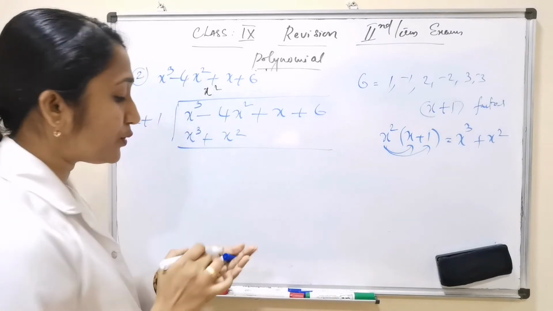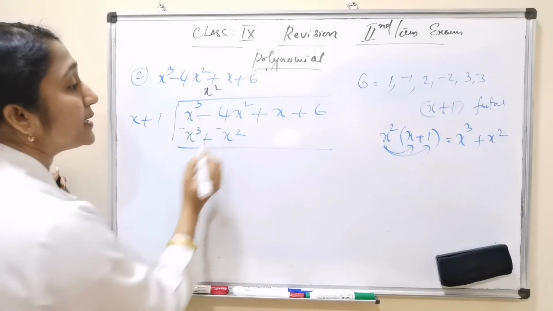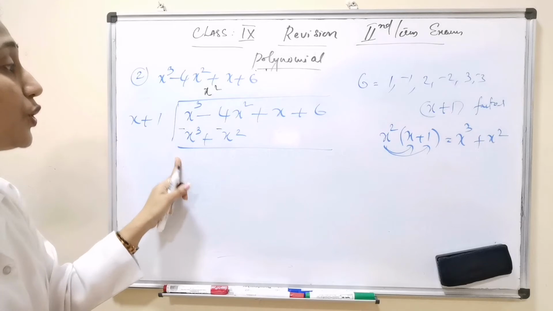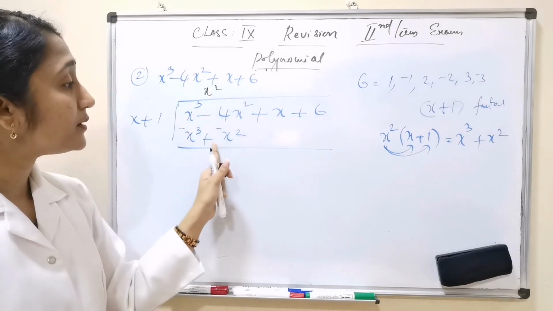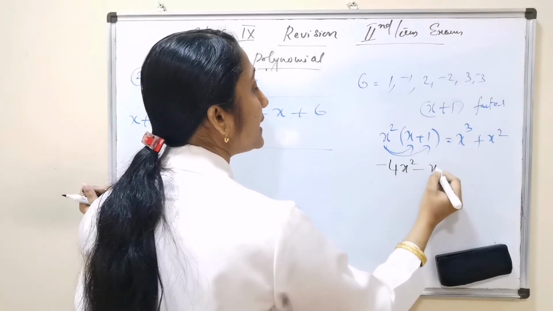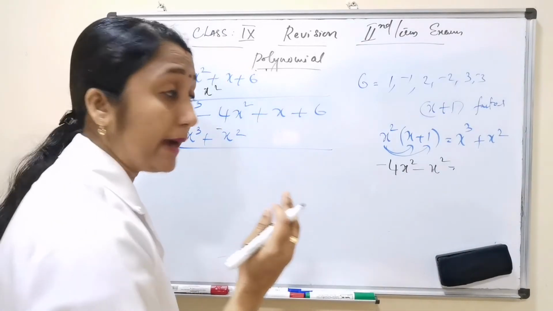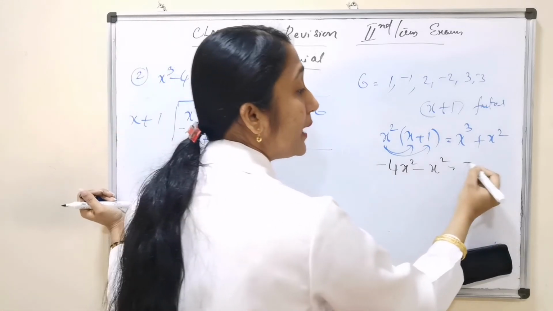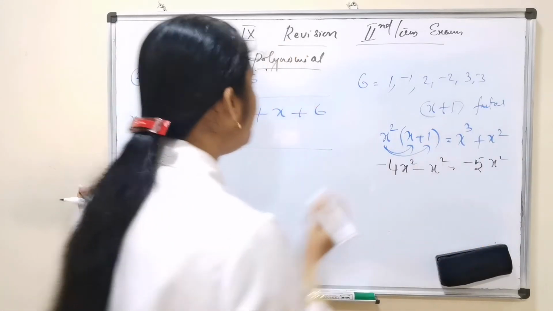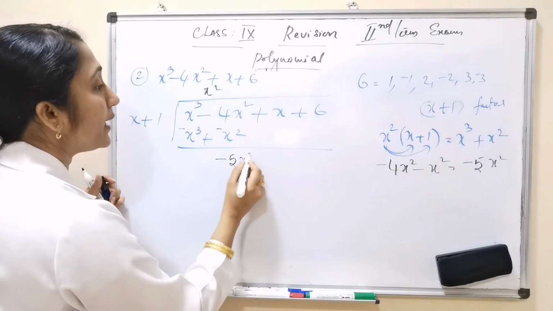Next step we have to subtract. Change the sign. So minus minus will become positive. Minus 4x square, this is also minus. So minus 4x square minus x square, both are negative, so we have to add. So minus 4 minus 1, minus 5x square. So the answer is minus 5x square.